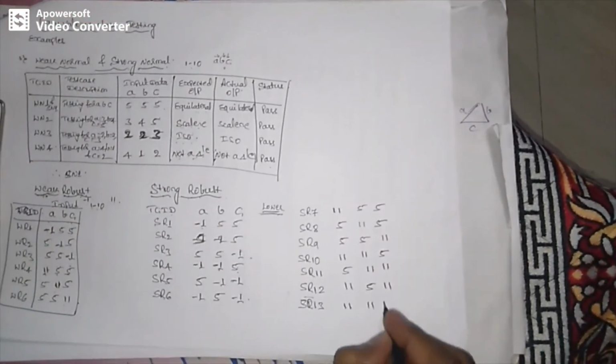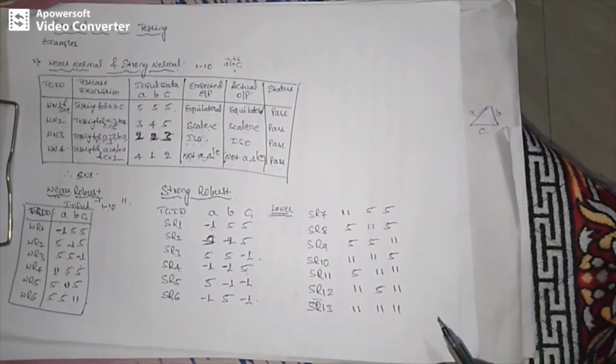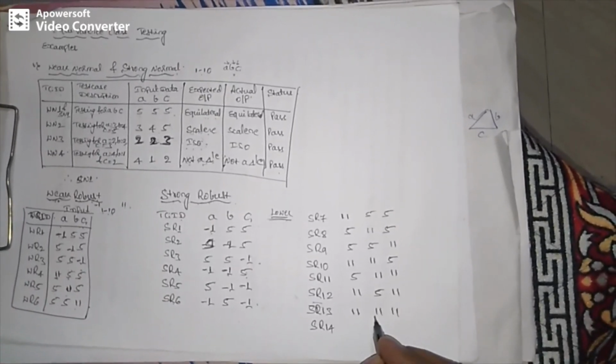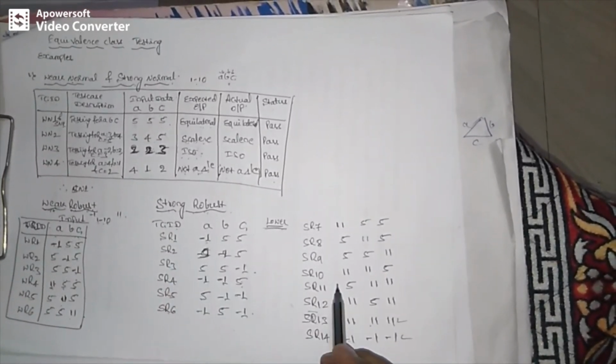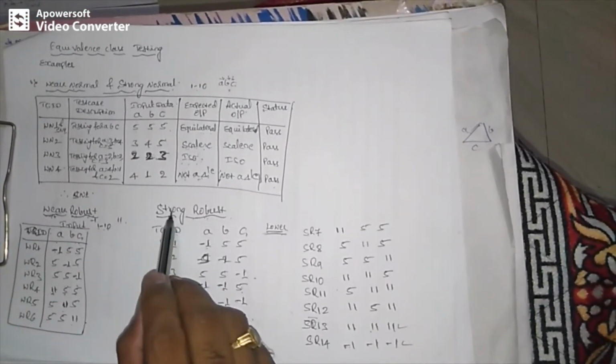And if you want one more test case, in some textbooks they have mentioned that multiple fault assumption means 11 11 11, all the inputs can be invalid inputs. One more test case you can write, this is what I have written for upper corner. Similarly you can write it for lower corner also, -1 -1 -1. This is also a multiple fault assumption for the invalid input variable. This is how we are going to write the strong robust test cases for the triangle problem.